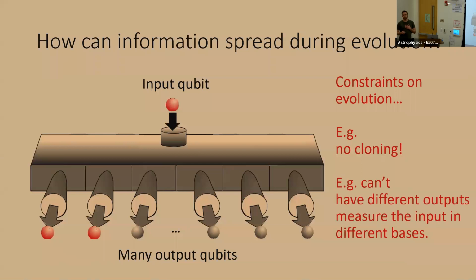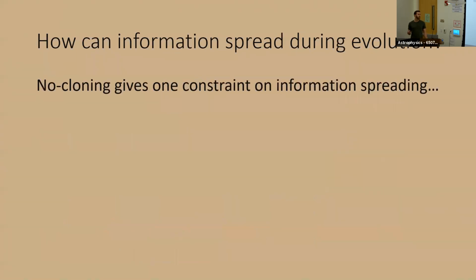Another sort of constraint that you'd be familiar with is that you can't have one output contain a copy of the input measured in one basis, and then have another output contain a copy of the input measured in a different basis, if those are incompatible measurements. So those are just two sorts of familiar constraints that we have on information spreading.